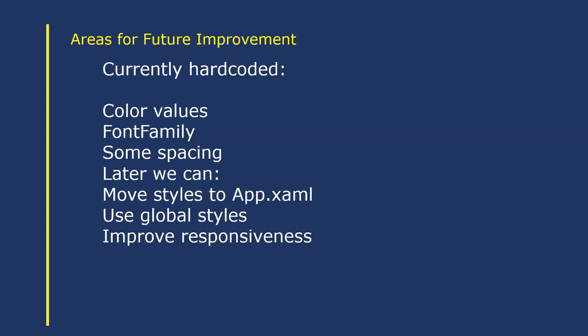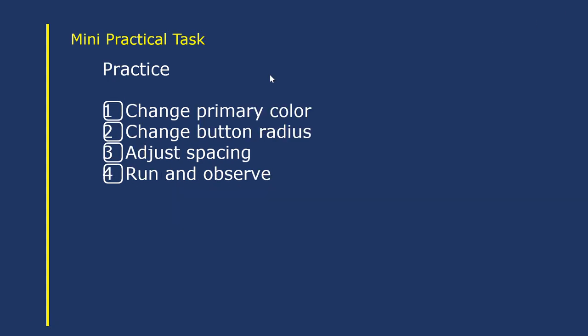In future lessons, we will improve this UI by moving hard-coded values into global styles and making it more scalable. To build confidence, try modifying the primary color and adjusting spacing. Observe how small changes affect the overall UI.